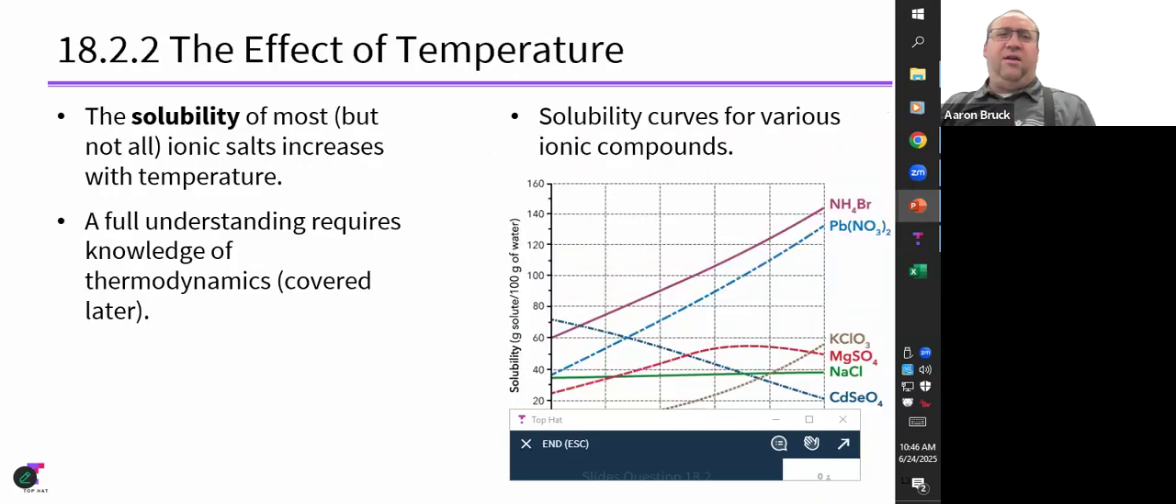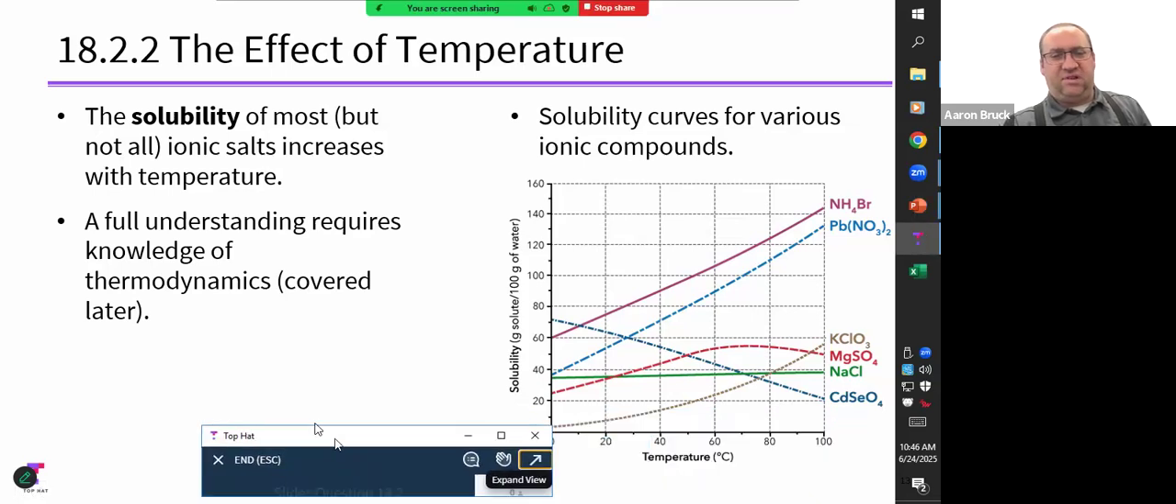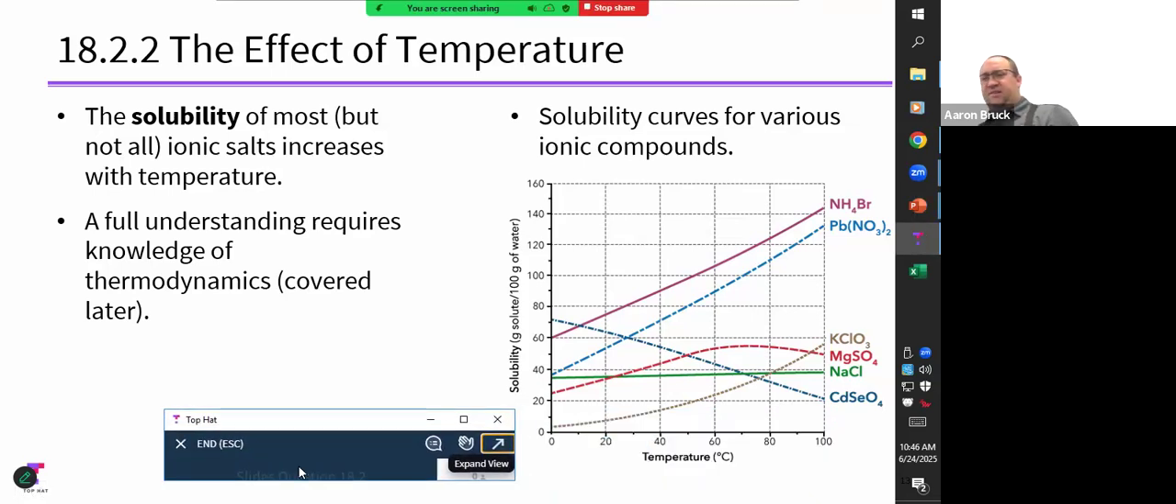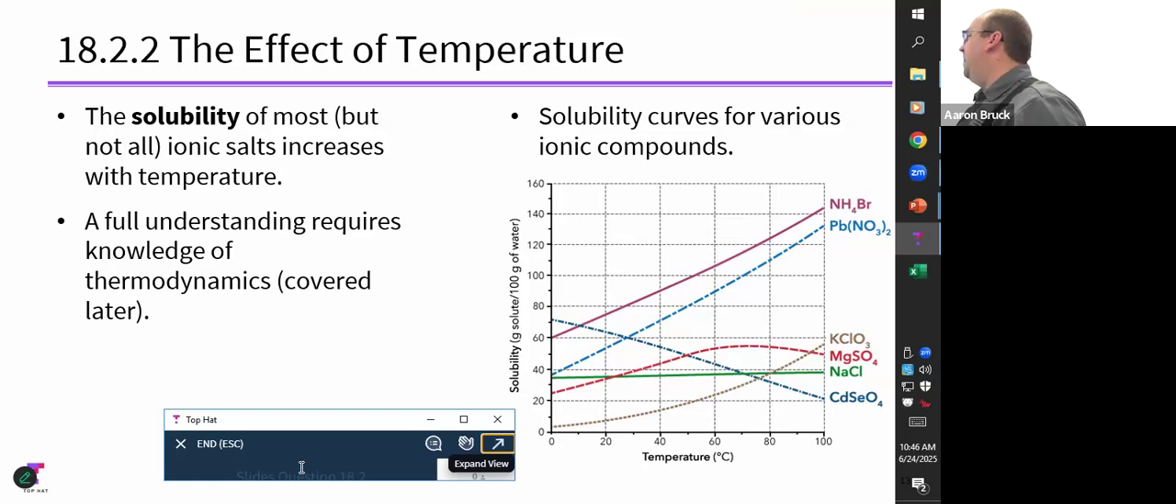As we are aware, solubility is generally something that increases with temperature. This is a general truth, it's not an absolute. You can see that there are a couple of cases. For example, this cadmium compound is one that actually decreases in solubility with temperature. We see that magnesium sulfate kind of hits a limit and then starts to decrease in solubility. We see that sodium chloride barely changes in solubility with temperature.